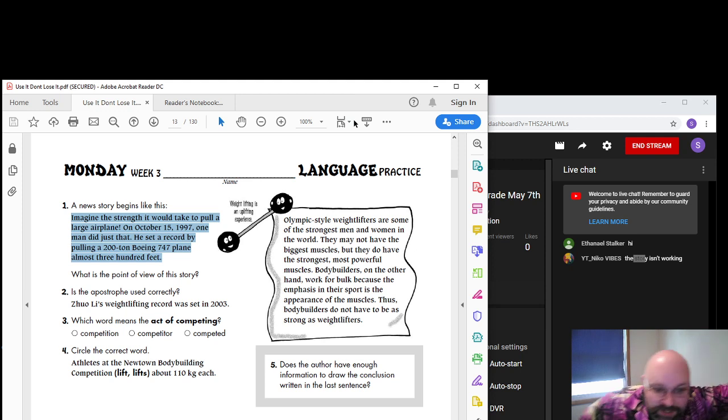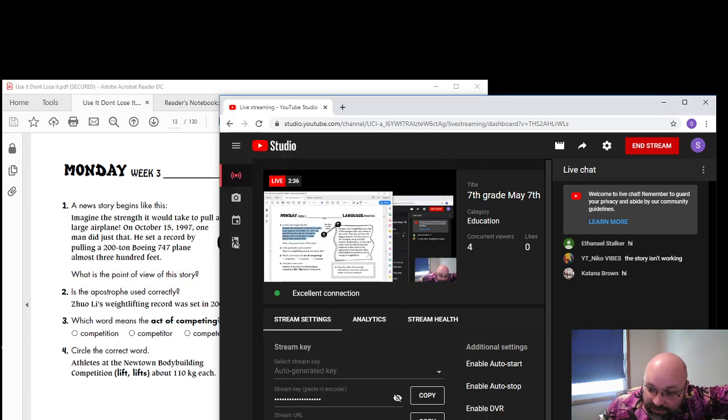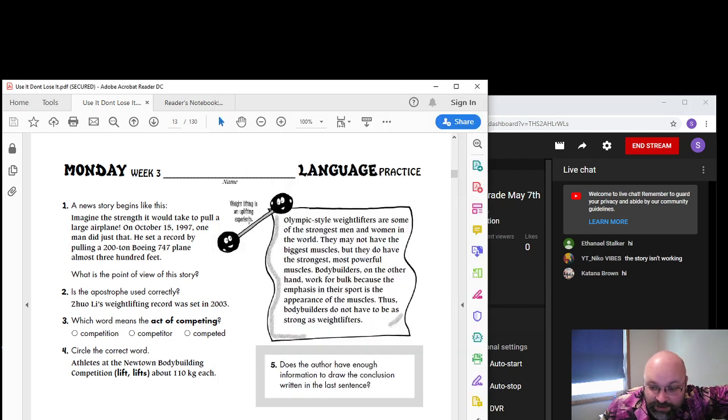Anyways, imagine the strength it would take to pull a large airplane. On October 15th, 1997, one man did just that. He set a record by pulling a 200-ton Boeing 747 plane almost 300 feet. What is the point of view of this story? Katana, if you want to take a guess, or if you already did this activity and you remember the answer that you put, just type that in the little bar there, and I'll tell you if you're right or wrong. There are only 3 choices here. It's either first person, second person, or third person.